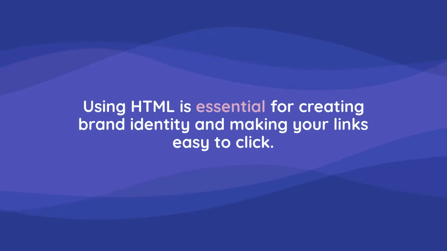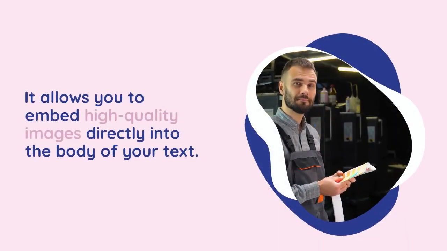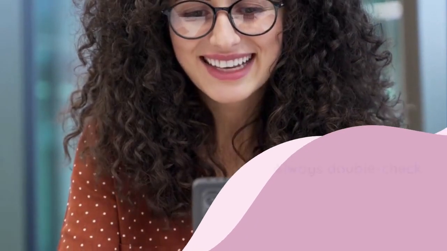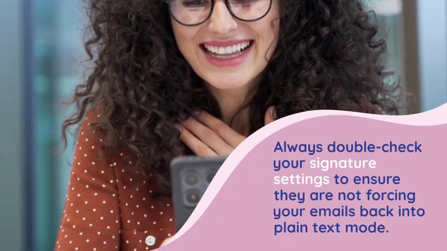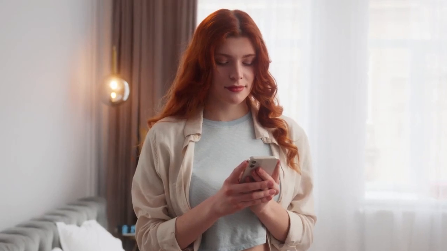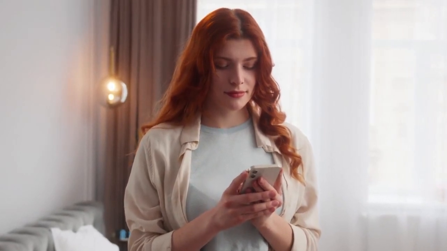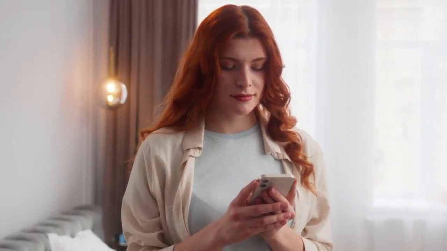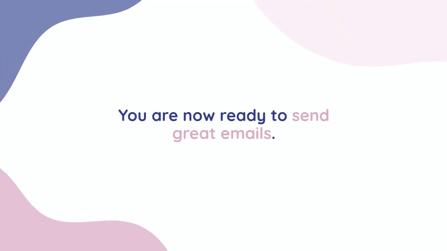Using HTML is essential for creating brand identity and making your links easy to click. It allows you to embed high-quality images directly into the body of your text. Always double-check your signature settings to ensure they are not forcing your emails back into plain text mode. This simple adjustment ensures your communication looks polished and modern for every recipient you contact. You are now ready to send great email.